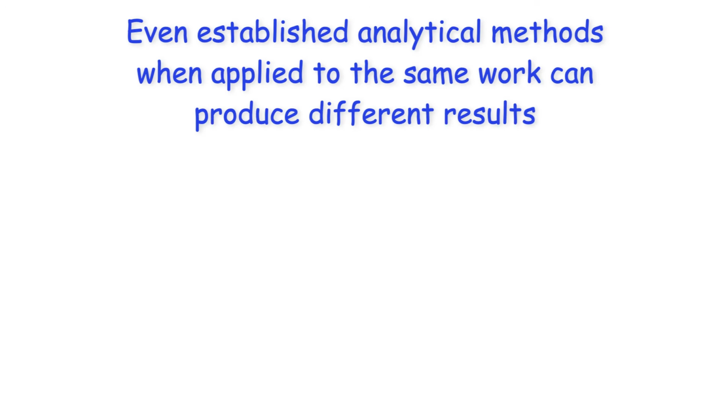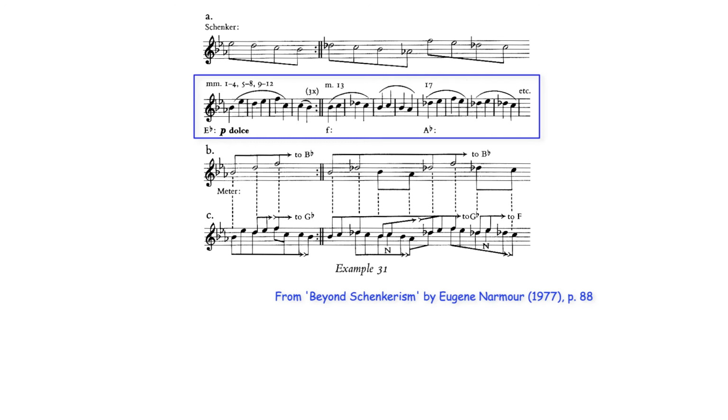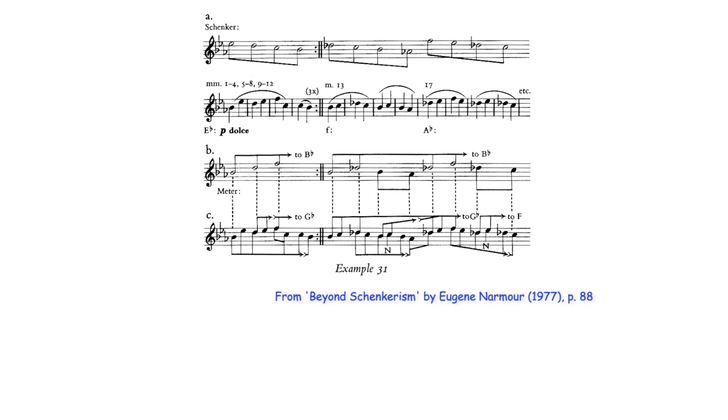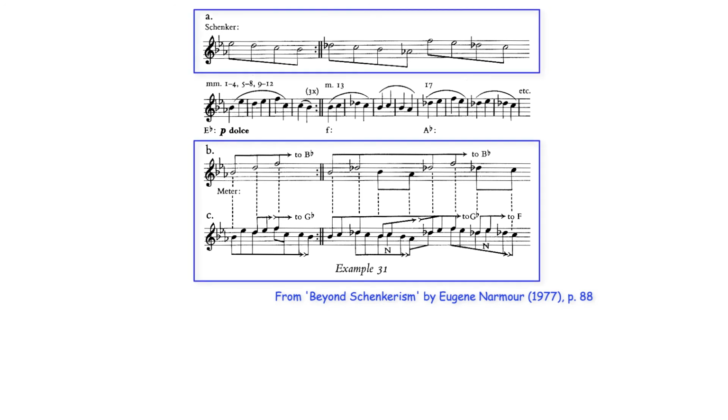Even established analytical methods, when applied to the same work, can produce different results. This excerpt from the first movement of Beethoven's Symphony No. 5, for example, shows two very different interpretations of the same passage.